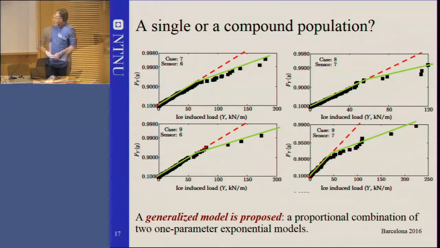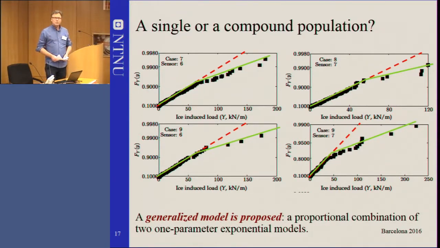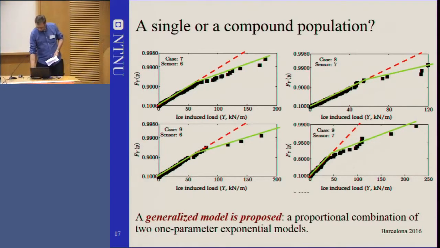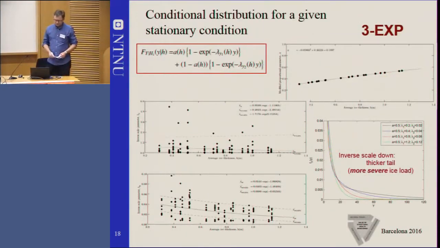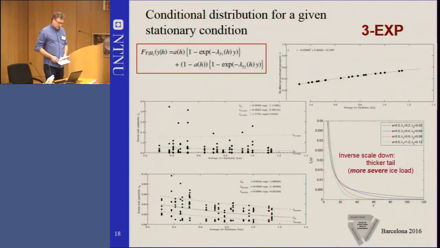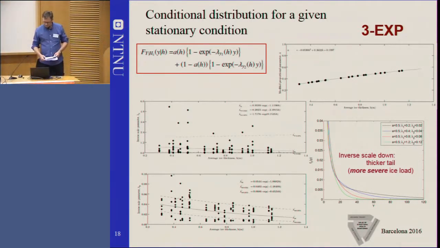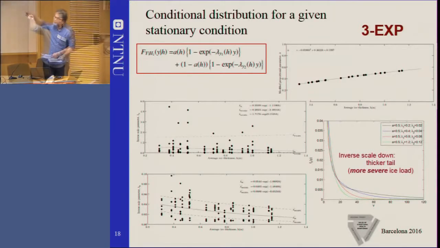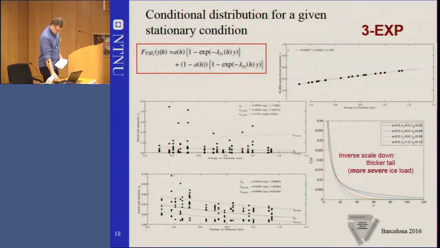We have a generalized model which is based on a proportional combination of 2 1-parameter exponential models. So this is to be able to predict extreme values more accurately than if you have a one-slope model. So it reduces the model uncertainties in the calculations. So this is just to show the expression in mathematics, and also you can estimate the parameters as a function of ice thickness, because as you change the thickness, you also change the parameters of the ice load population. So this is just to show the ice thickness on the horizontal axis, and then you have the 3 parameters on the vertical axis in this figure.